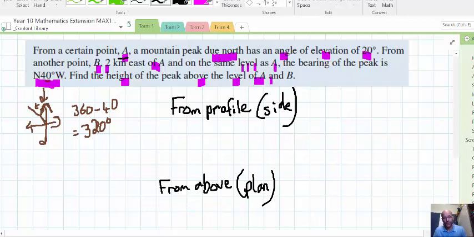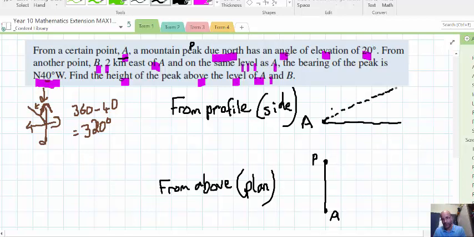If we go back to the first sentence, if something is due north from A, we need to put in the point A, that's where we're starting, and due north as a bearing would be going like that. So that's from above, and we've got some peak here. I'm going to call the peak P. Need to label points. We don't know how long that is. Next bit of information: from the side view, that has an angle of elevation of 20. So there's A along the side, and we've got a horizontal, and to get up to P we've got to climb an angle of elevation of 20 degrees. So we might have something like that, P would be up there. So that's 20 degrees. So we've got two diagrams going now.